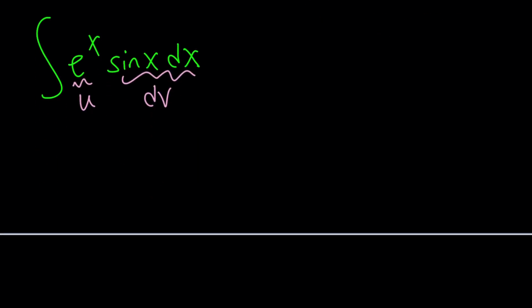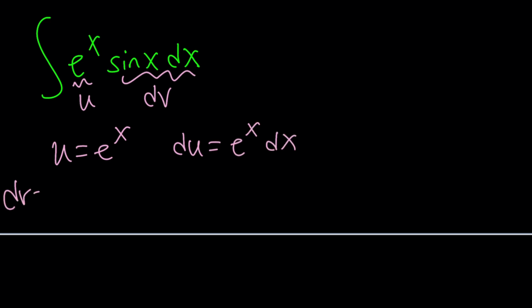So now u is e to the x again. That means du is e to the x dx. dv is sine x dx. Here, be careful. What is the integral of sine x? Is it cosine? No.